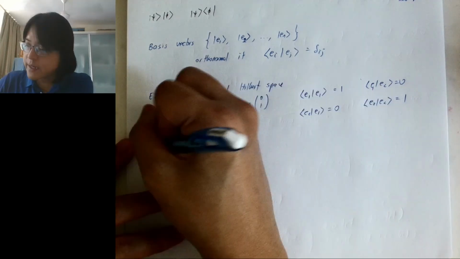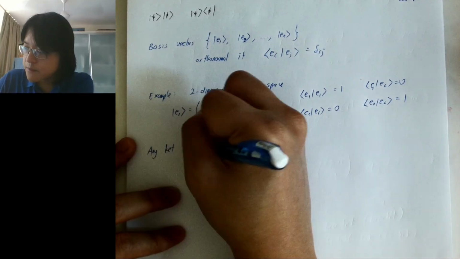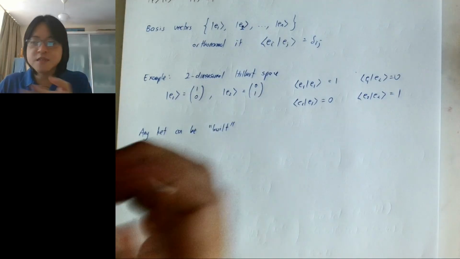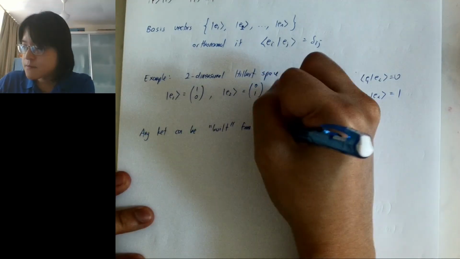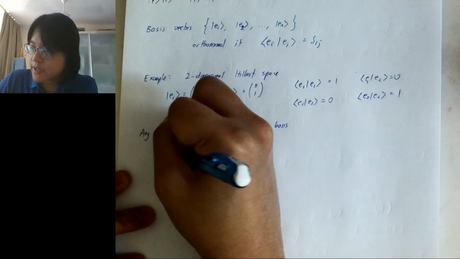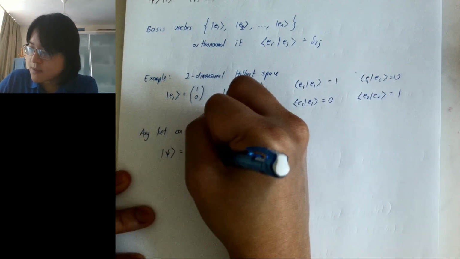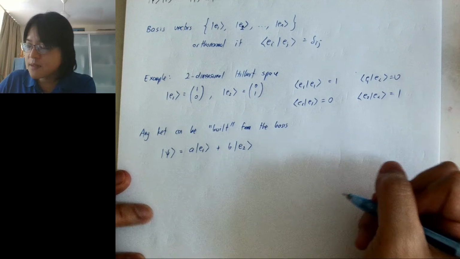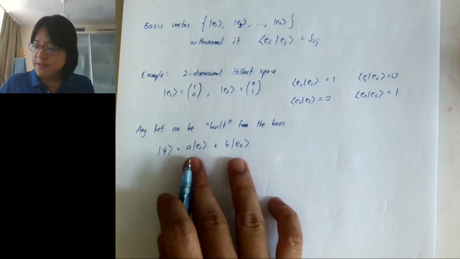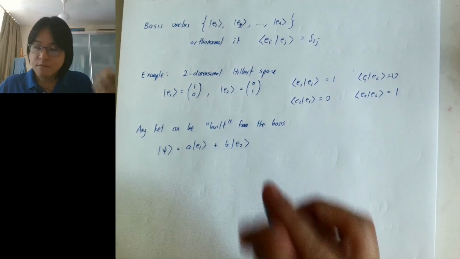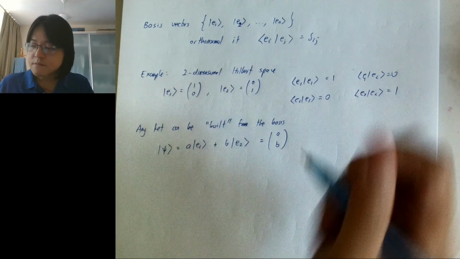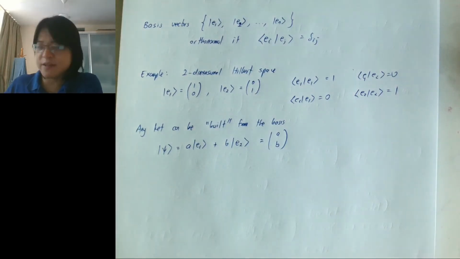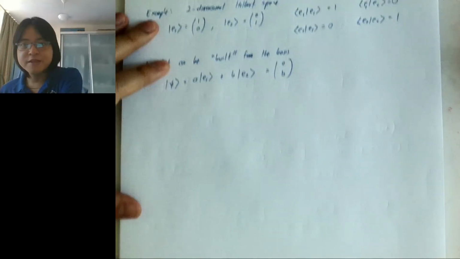And any ket can be built, I call this built. Of course, the technical term is a linear combination of the basis. Any ket can be some scalar times the first basis, and another scalar times the other basis. So this is like xi plus yj, and then you get ab. The only difference now is that a and b could be complex numbers. So it's actually not that big of a difference for now.